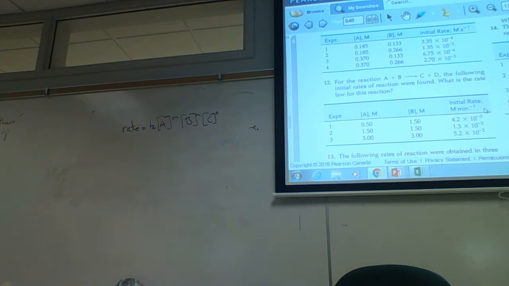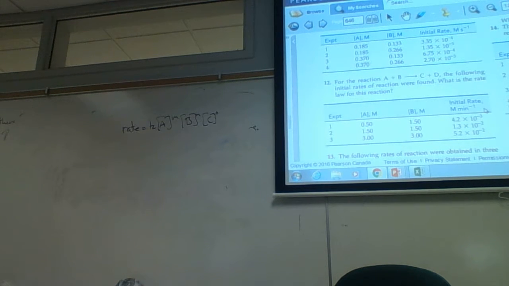If we look at experiments 1 and 2, B and C don't change. However, A is cut in half. And so if A is cut in half and the rate gets cut in half, then we say that it's got to be first order in A. And so little m has got to be 1, based on that.